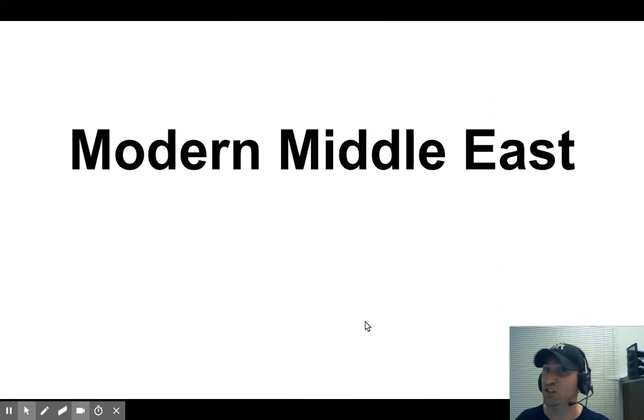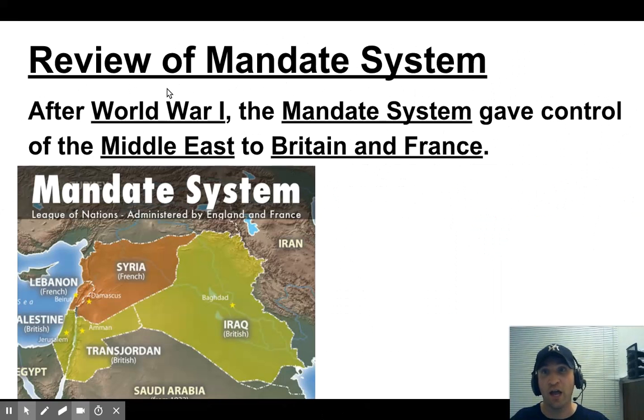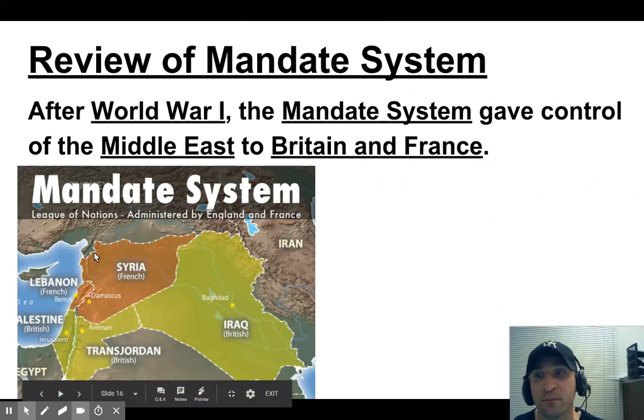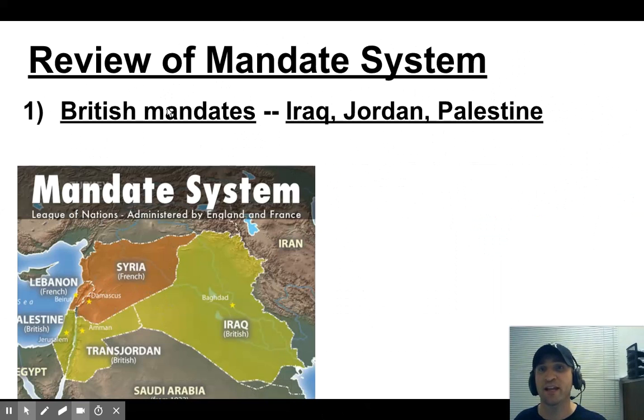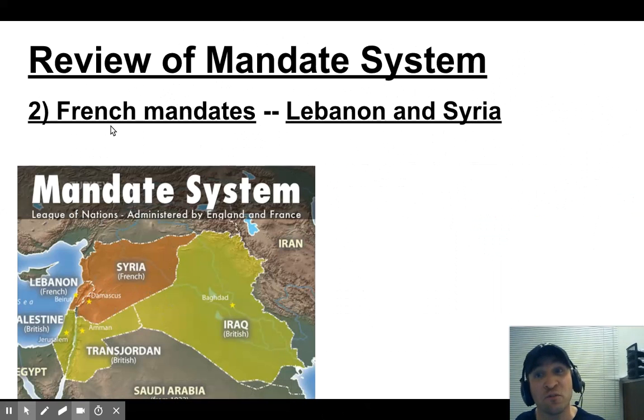Modern Middle East. Let's go to the Middle East. And first, a review of the mandate system in the Middle East. After World War I, the mandate system gave control of the Middle East to Britain and France. And here you see the mandate system, the League of Nations mandate system. British mandates: Iraq, Jordan, and Palestine were controlled by Britain. What were the French mandates? Lebanon and Syria.